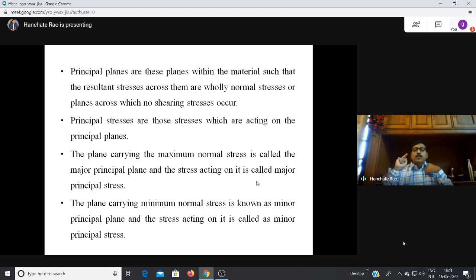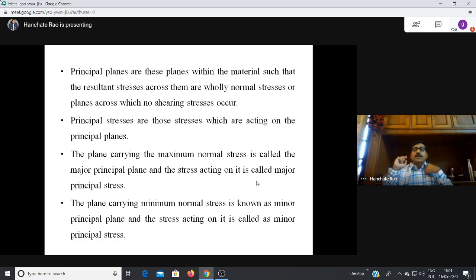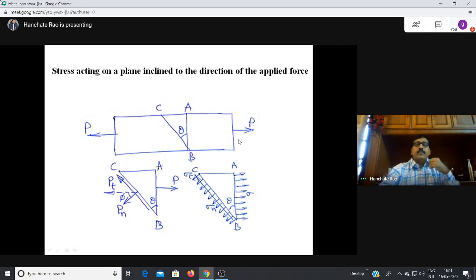Similarly, we have two principal stresses. One is the major principal stress, and the other one is the minor principal stress. So we have a major principal plane and a minor principal plane, a major principal stress and a minor principal stress in case of a two-dimensional problem. You have to understand this concept. So let us try to find out the principal planes and principal stresses for different conditions.